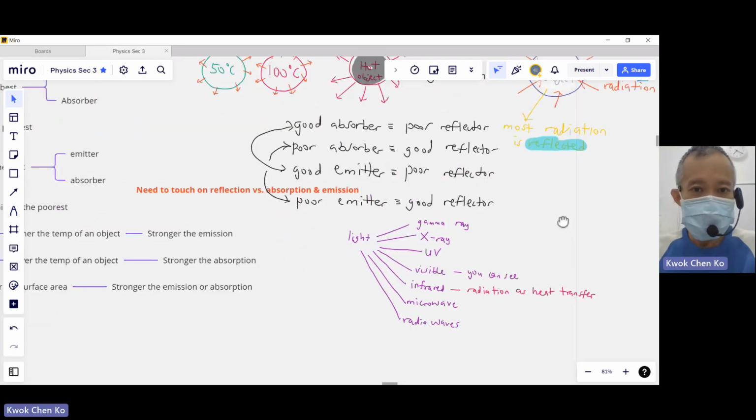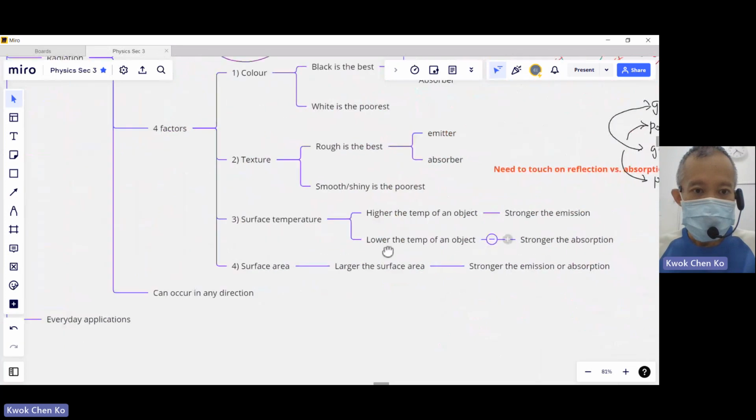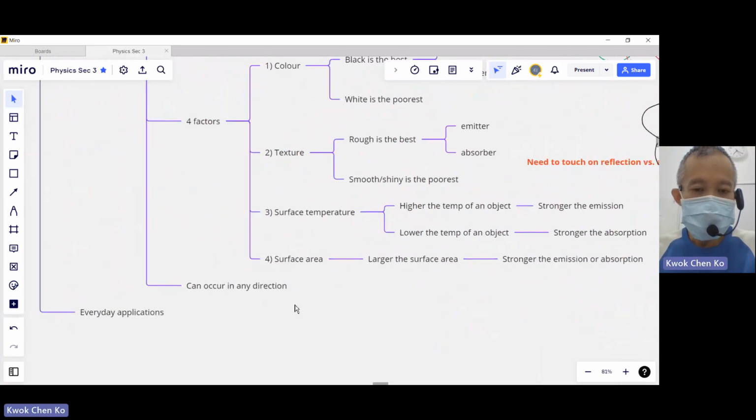Anything else I missed? Let me see. Radiation, I think you should already understand. It can occur in any direction.